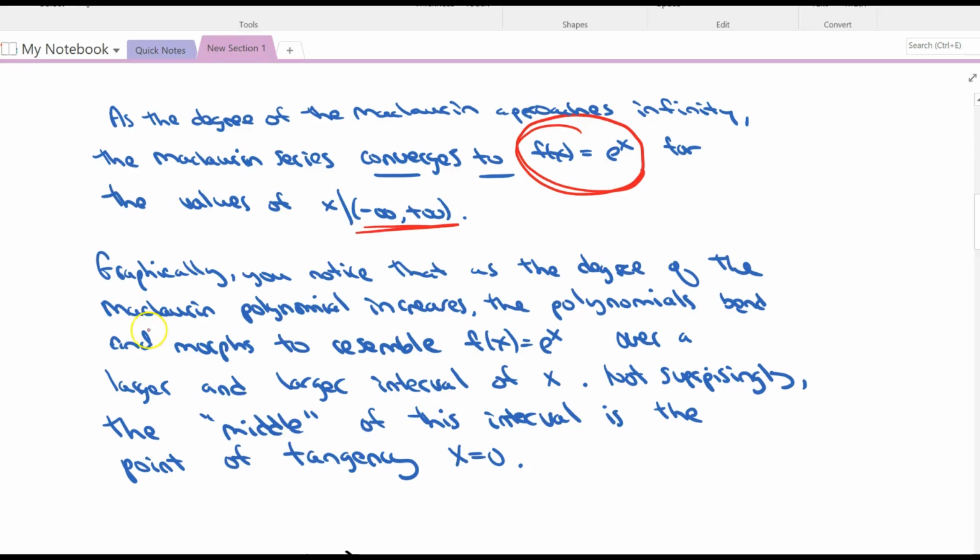So that's what I wrote here. Okay, graphically you notice that as the degree of the Maclaurin polynomial increases, the polynomials bend and morph to resemble y equals e to the x over a larger and larger interval of x. Not surprisingly, the middle of this interval is the point of tangency, x equals 0. Okay? All right, that is probably the best story that I could tell you in terms of what these mean.